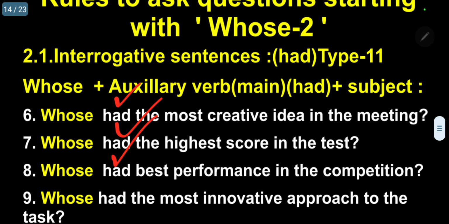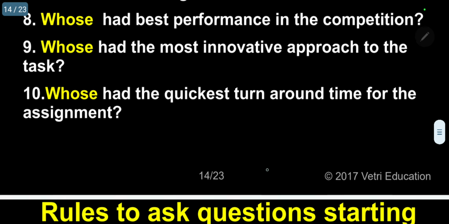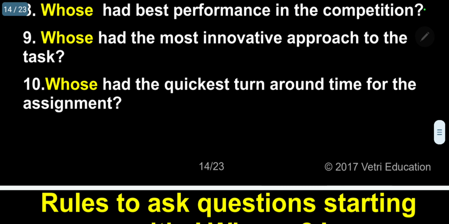Whose had the most innovative approach to the task? Approach is the main verb, had is the auxiliary. Please follow. Okay, next. Whose had the quickest turnaround time for the assignment? Had is the auxiliary verb acting as a main verb.